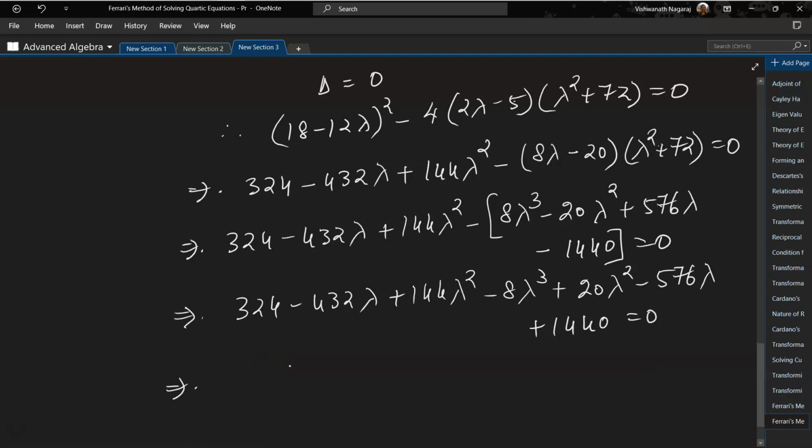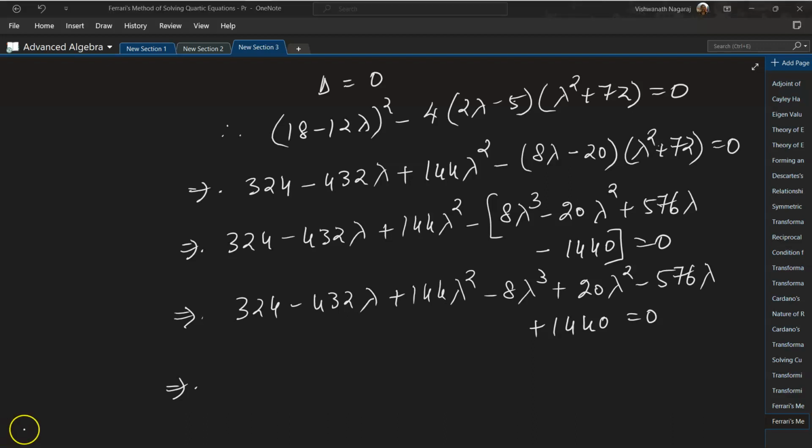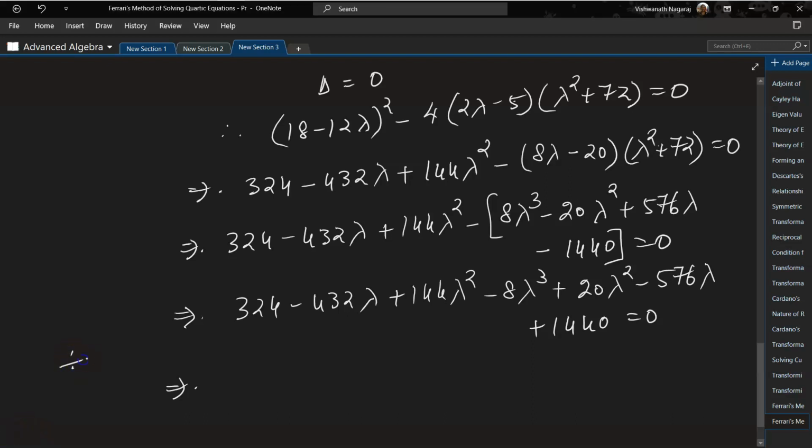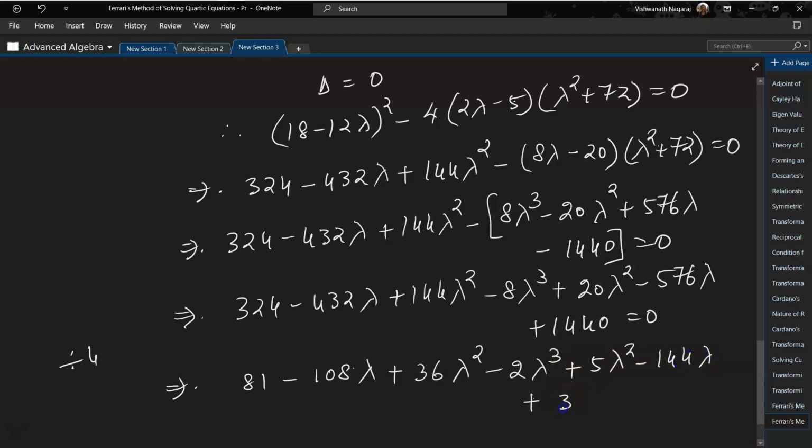how do we simplify it? Let's divide the whole thing by 4. So 4 8s 32, 1, 4 1s 4, 4 0, 8 lambda plus 4 3s 12, 4 6 24 lambda square minus 2 lambda cube plus 5 lambda square minus 144 lambda plus 4 3s 12, 4 6 24, 360 equal to 0.